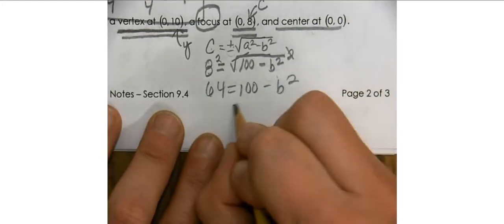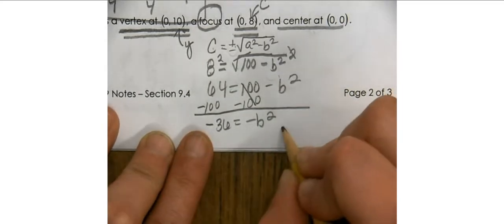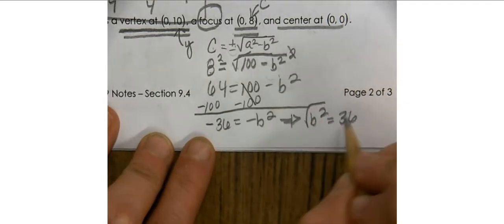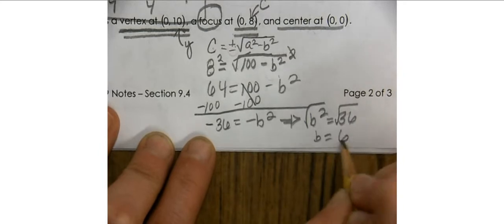So we have this square root equation that we need to solve, and I'm going to square both sides. And when you do that, you end up with 64 is equal to, the square eliminates the square root, leaving us with 100 minus b squared. I'm going to subtract 100 on both sides, and when I do that, I end up with negative 36 is equal to negative b squared. Well, if I were to flip-flop the sides, I would end up with b squared is equal to positive 36. So taking the square root of both sides, b is equal to 6.